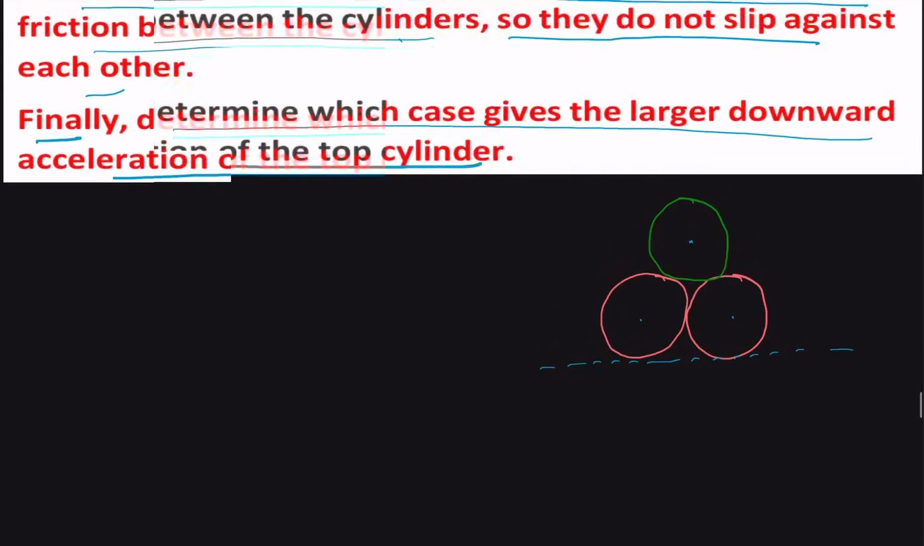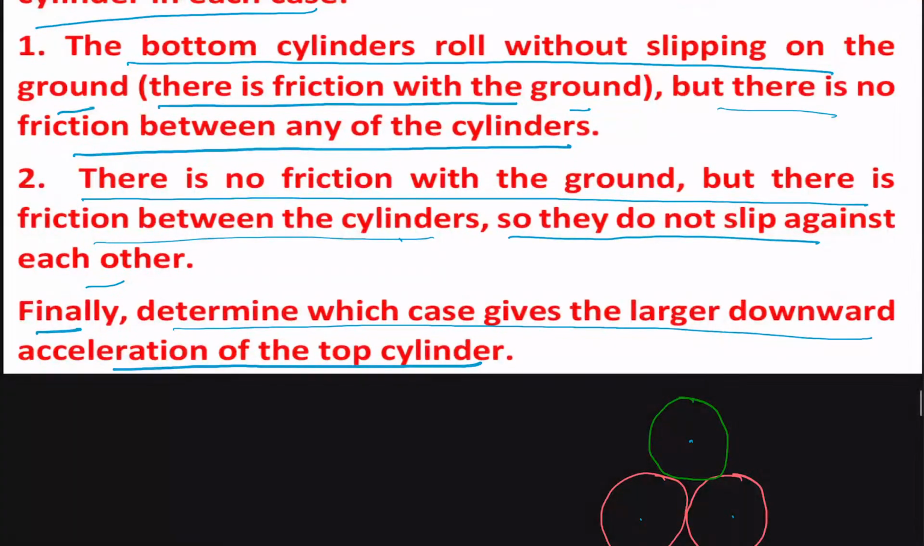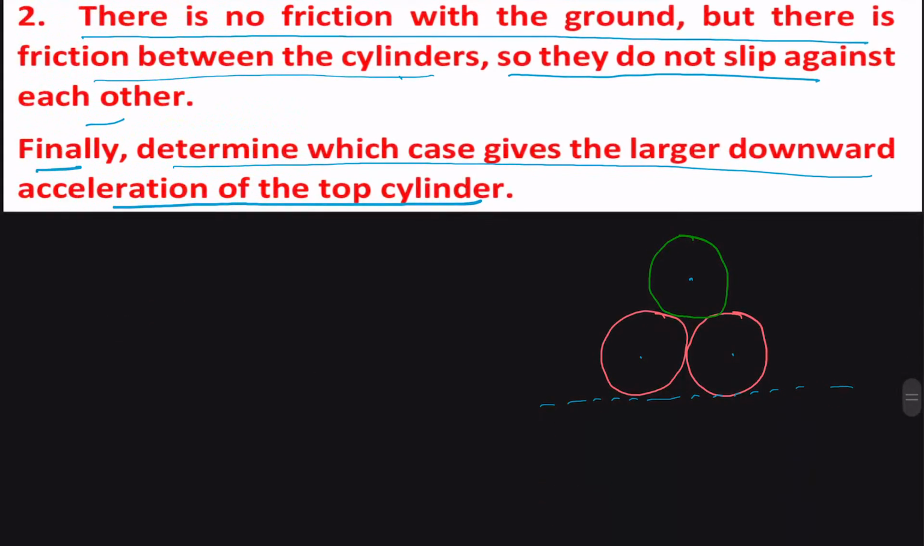In the first part, it states that the bottom cylinders roll without slipping, so there is only friction on the bottom cylinders. Let us call these centers C1, C2 and C3. If we join the centers of these three cylinders, we get an equilateral triangle with each side equal to 2r, and obviously each angle will be equal to 60 degrees.